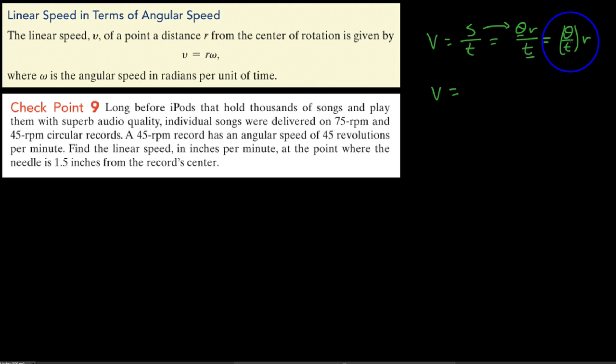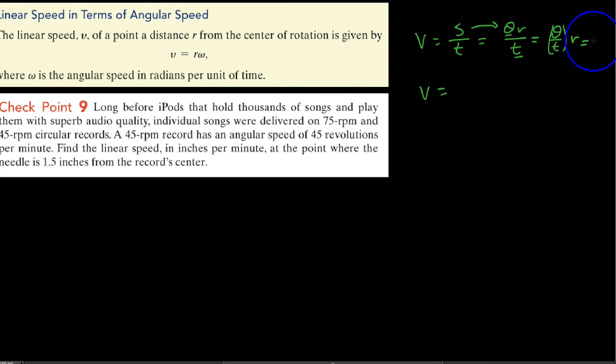But what I want you to see is that I get theta over time times r, and by definition of angular velocity, we know that theta over time, or angle over time, is really our angular velocity. So as long as we know the angular velocity, we can always multiply that by the radius, and that totally gives you the linear velocity. And so that's something that I want to do here.